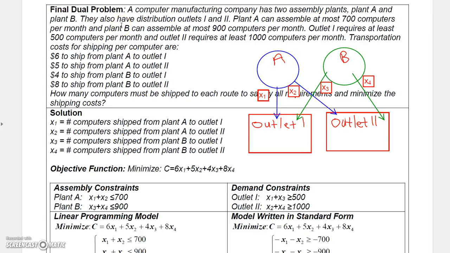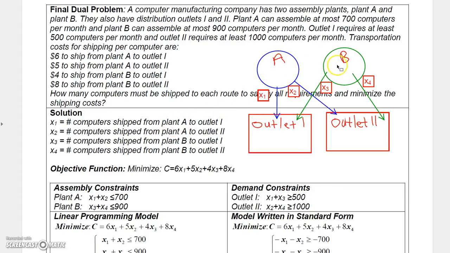Pause the video and read it now so that I don't have to read it to you, and that way I can just summarize the problem for you as I set it up. Okay, so basically what we want to do is minimize the shipping costs while at the same time satisfying all the conditions. So we need to know how many computers should be shipped on each path.